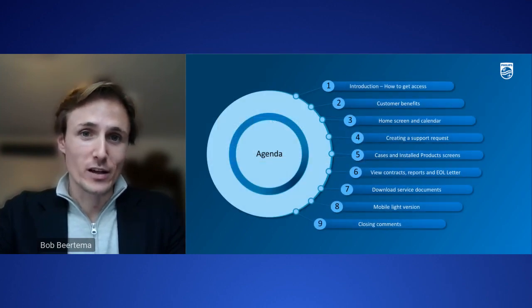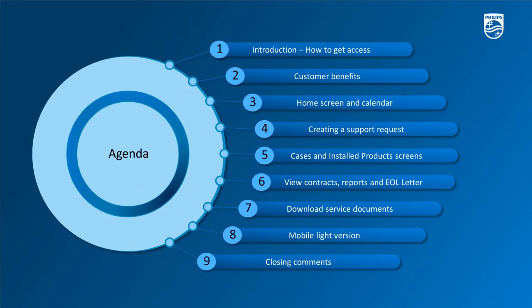So the agenda for today is as follows. We're first having a small introduction on how to get access. We briefly touch upon the customer benefits. We look at the home screen and the calendar and what you can do there. Of course, we dive into how to create a support request.